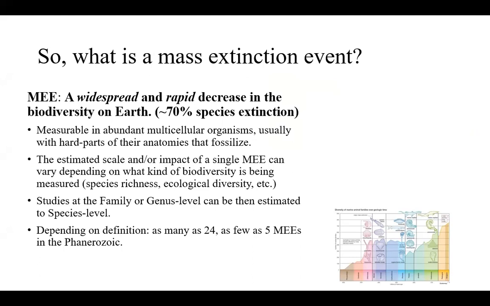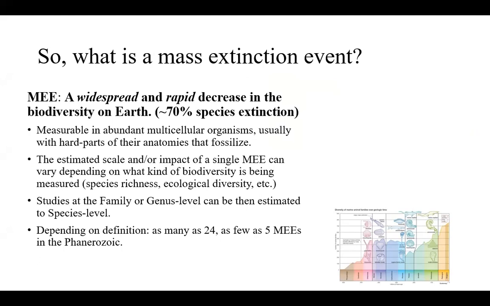If you go to Wikipedia right now, it's gonna say 75. These numbers are always kind of moving as we learn more and more and more. Something that you guys can think about as paleontology students, it's measurable in abundant multicellular organisms with hard parts that fossilize. Worms and jellyfish and bacteria do not tell us one way or the other about mass extinction. That is a limitation.